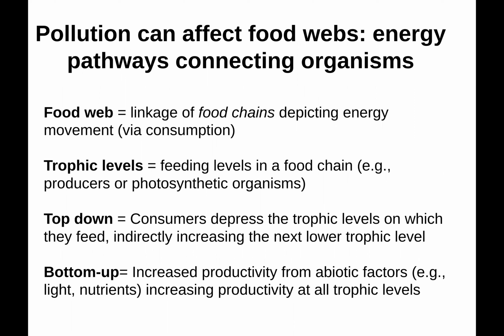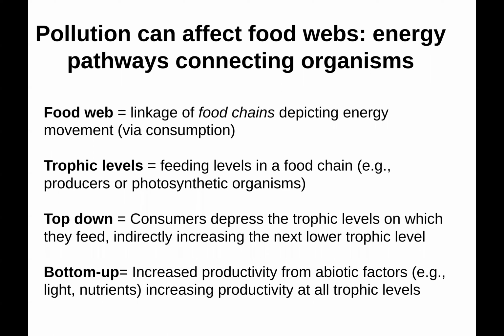But pollution itself can affect food webs. And these are what we basically call energy pathways that are connecting organisms. Now, food is just energy, right? You might eat a sweet Chipotle burrito, but you take that burrito and you break it down to get the chemical energy out of the food to power you on an everyday basis. And so food webs, again, are just linkages of these food chains depicting energy movement. Now, this includes also what we call trophic levels. And these are feeding levels in a food chain, i.e. a producer or a photosynthetic organism or a consumer or a predator.